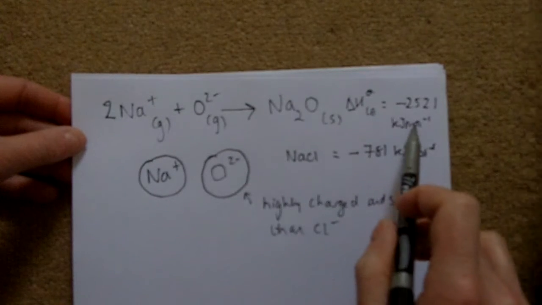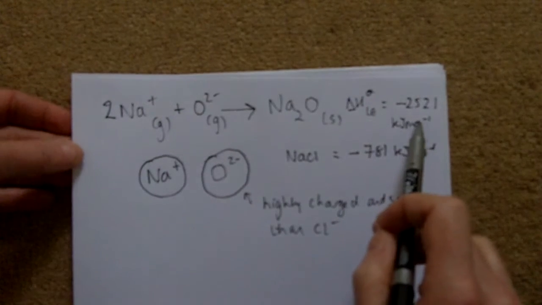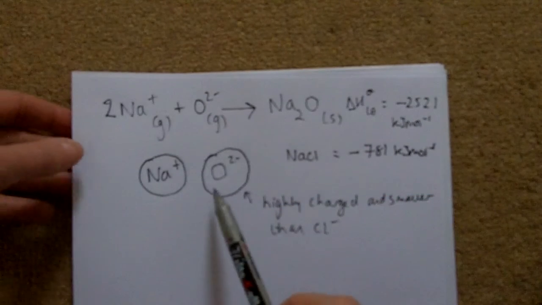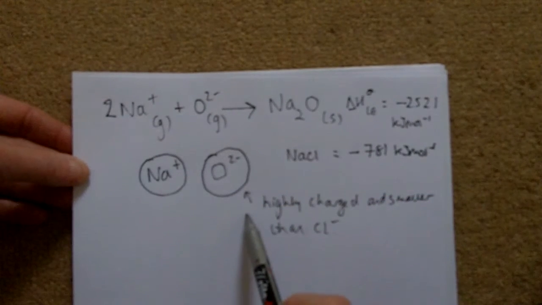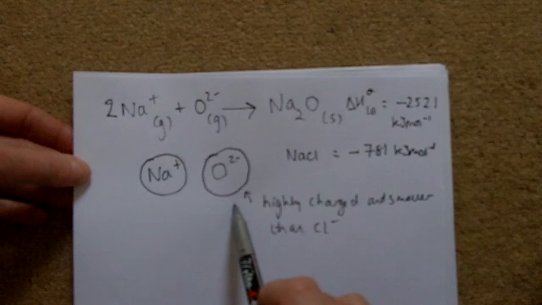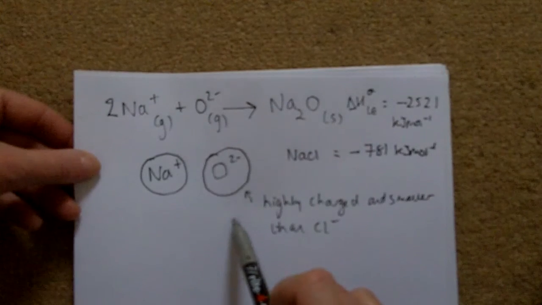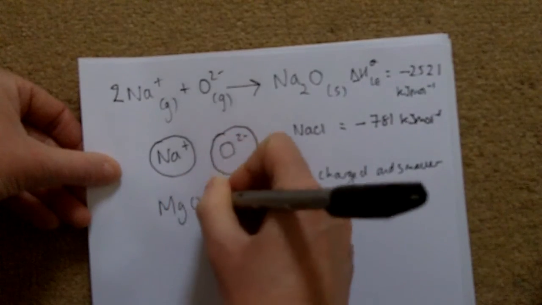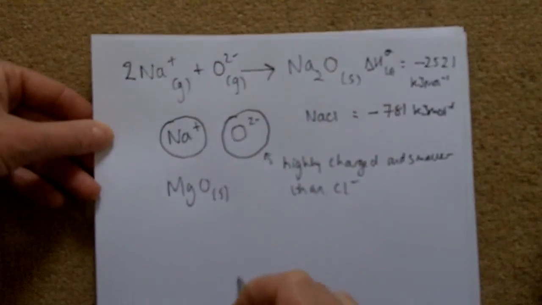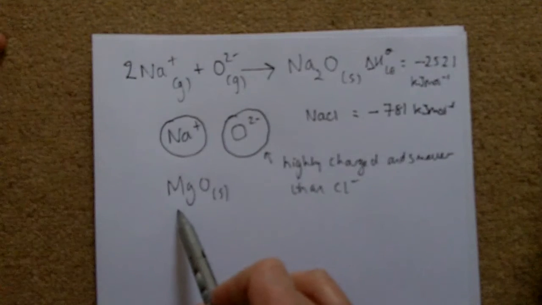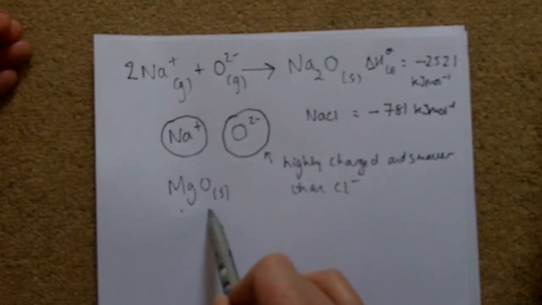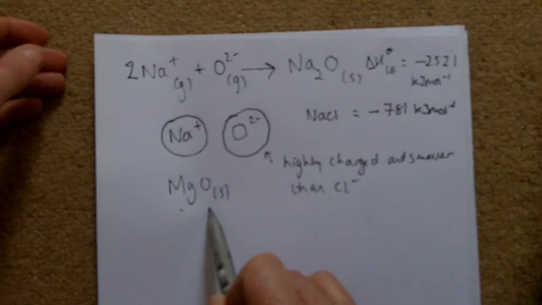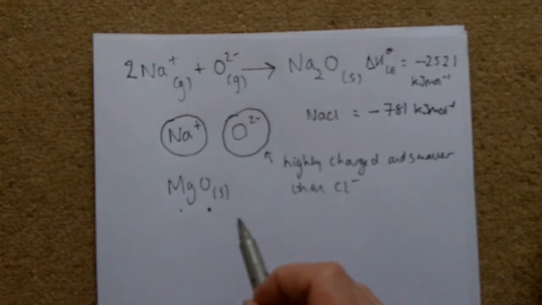A lot of energy is released when it is made. A lot of energy will be needed to break it up. So the more highly charged and the smaller the ions, the stronger the bond. Okay, and it's similar if you take MgO, for example, that will be even stronger because it's a 2 plus ion and a 2 minus ion. Okay, so that's the first point for lattice enthalpy.